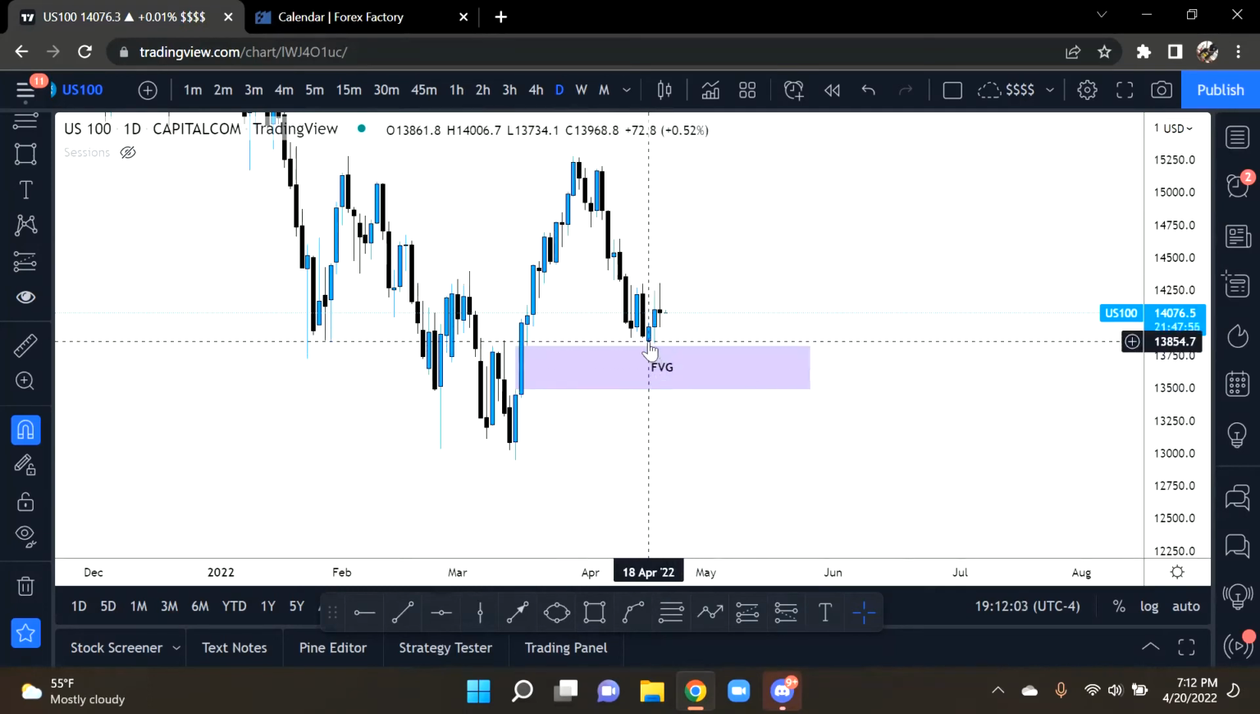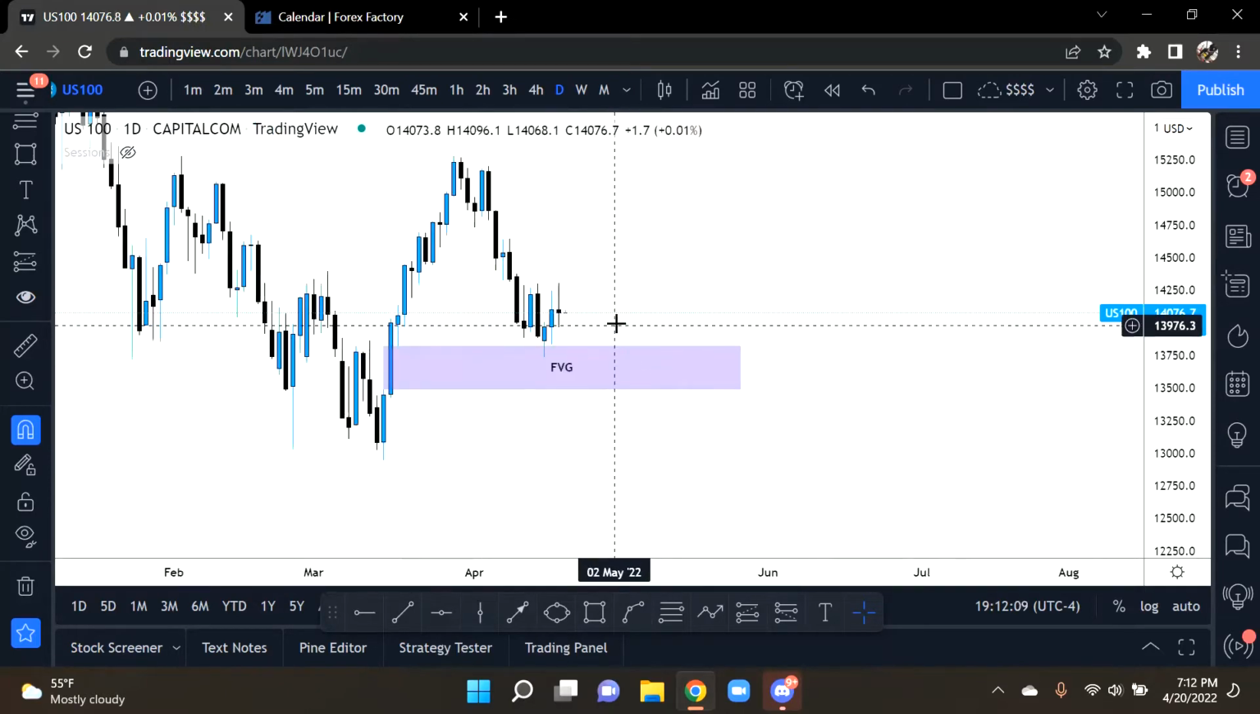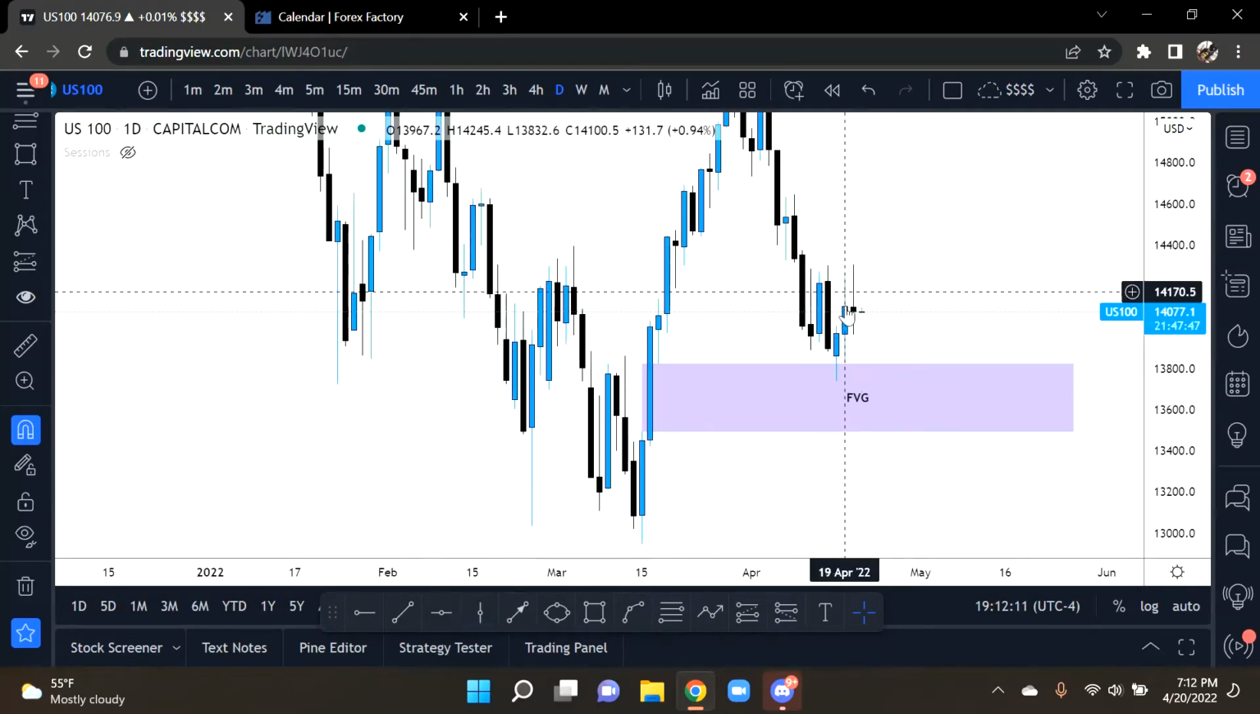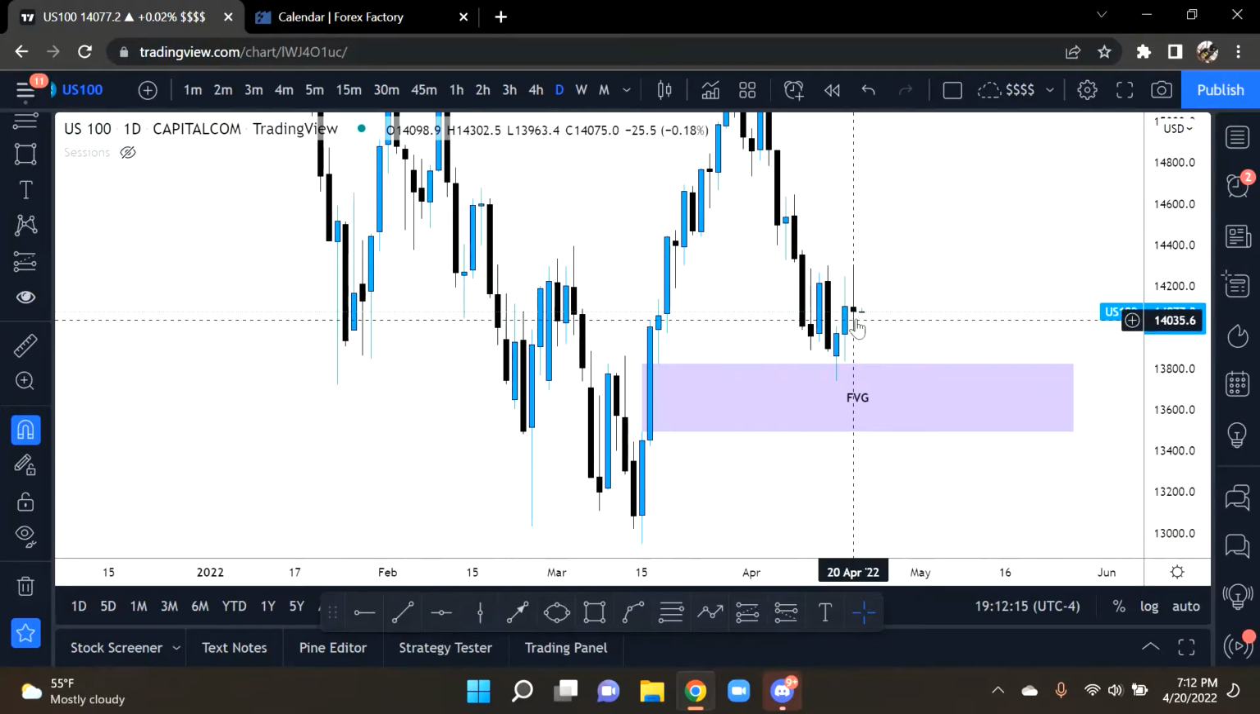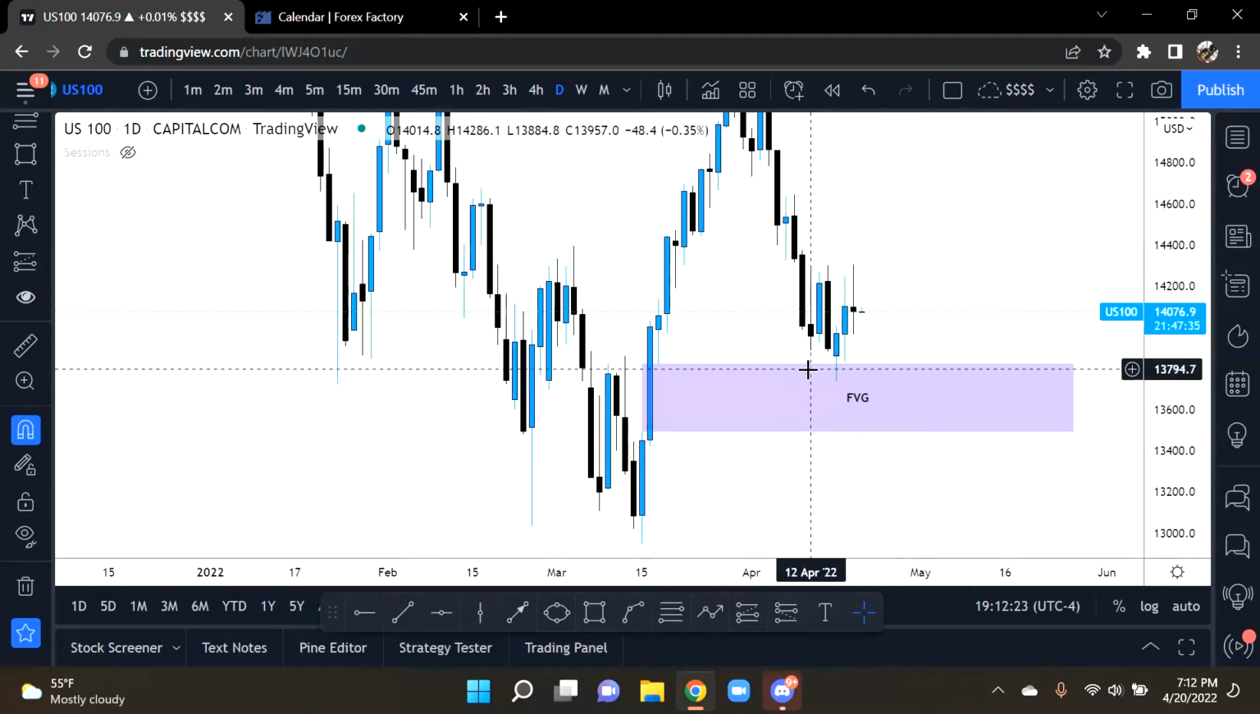As you can see, on April 18th, two days ago, on Monday, this is what we got. And the result we got on the following day was an up day. Today, an indecisive candle. But I'm going to show you why I decided to take a buy on this specific day.